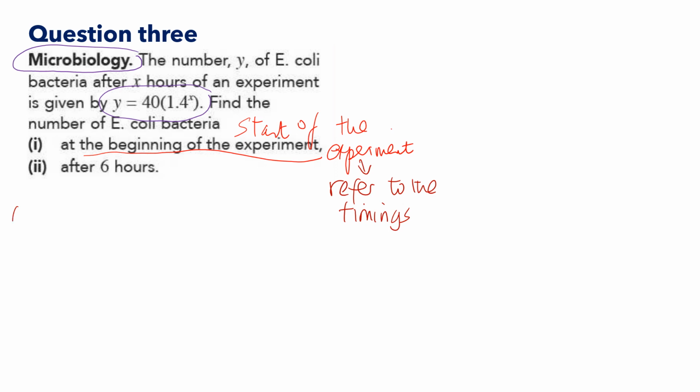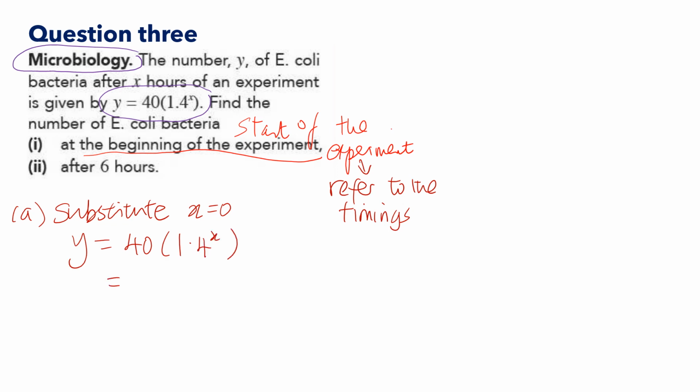So at the beginning of the experiment is when you substitute x equals 0, because the variable x represents the time. X hours will remind you that we're talking about the time. So you substitute x equals 0. So y will be 40. Okay, so 1.4 to the power of 0 will just give you 1, right? 1 times 40 is 40.